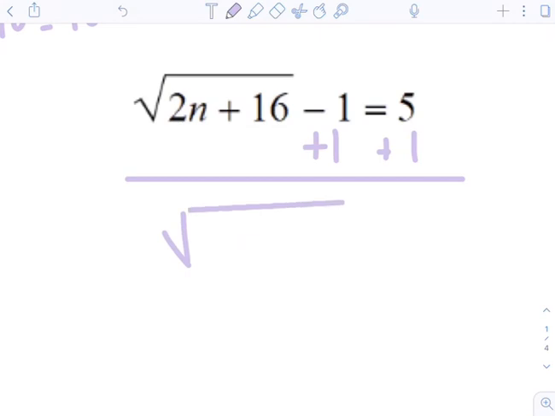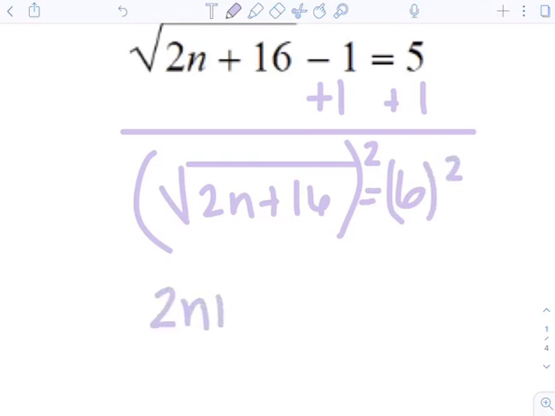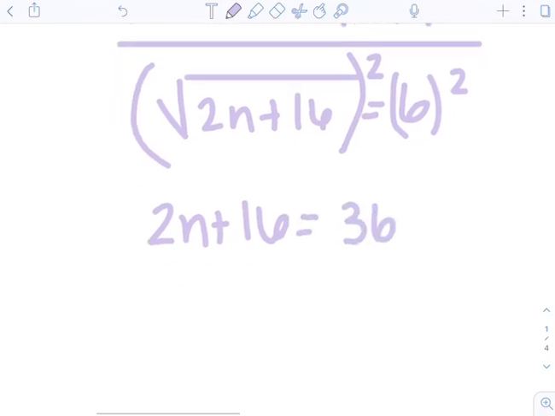And so I have the square root of 2n plus 16 equals 6. Now I don't care about all that stuff inside of the square root. That's fine. All I care about is getting rid of the stuff outside of the square root. Once I do that, I'm going to square both sides. So I get 2n plus 16. That's now outside of the square root because I squared it. And 6 squared is 36.